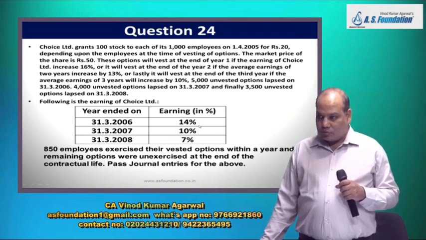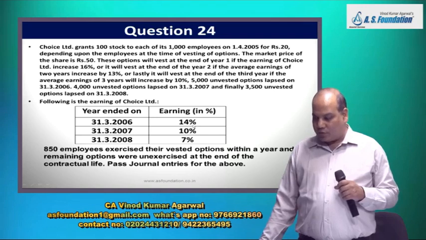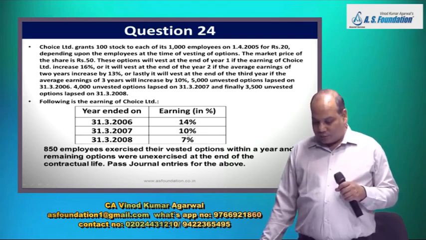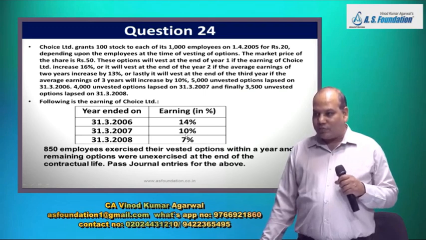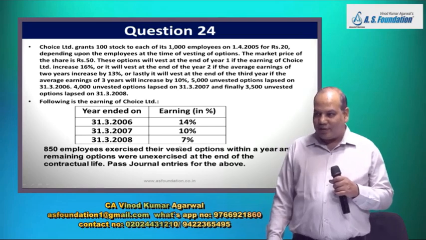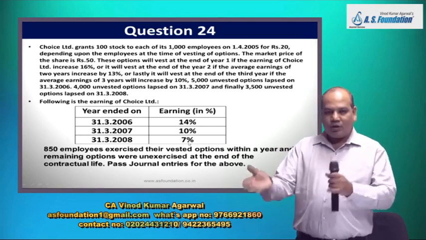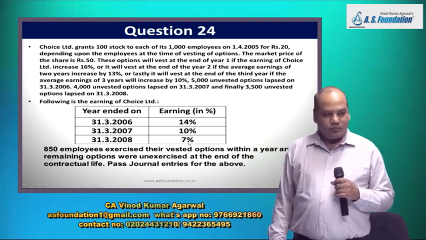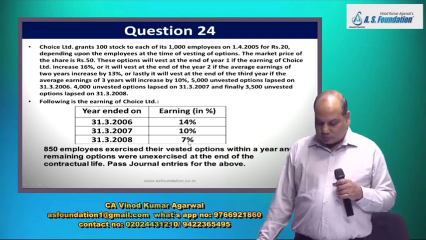Not 3 plus 1, dear. If 1 year is over, 1 plus 1, 2 years. Then after 2 years are over, 2 plus 1. We'll assume 3 years will be the total vesting period. Is it right? But in the third year, the conditions have been fulfilled. So 3 years only.